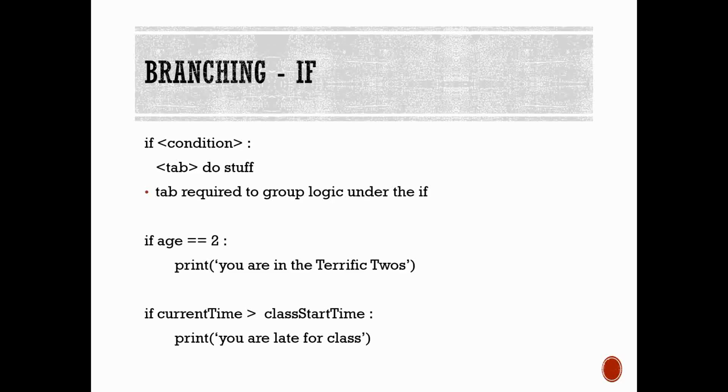The if structure allows us to decide whether or not we want to execute logic. For instance, if age is not equal to 2, it will completely skip over that print statement. If the current time is not greater than class start time, it will completely skip over that print statement.